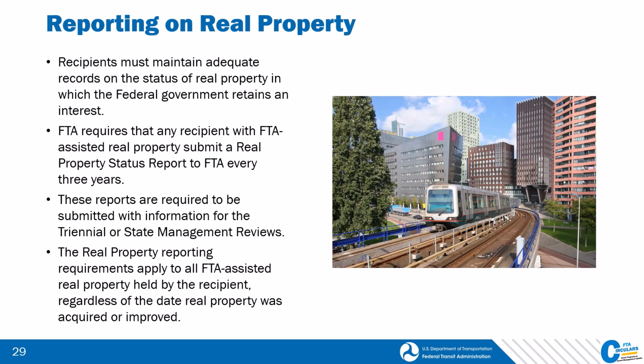Because the changes to real property may require a shift among our recipients, let's spend a minute on the requirements. Recipients must maintain adequate records on the status of real property in which the federal government retains an interest and submit a real property status report to FTA every 3 years, which will be reviewed as part of the oversight process. These requirements are placed on all FTA-assisted real property, regardless of the date it was acquired or improved.